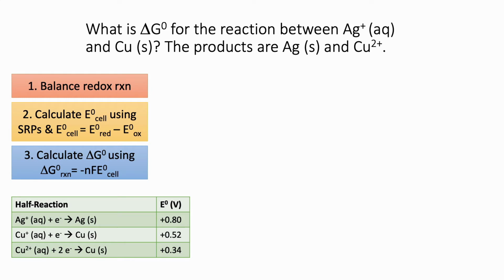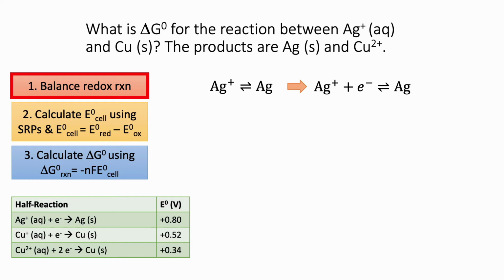Okay, so here we're going to find delta G naught for a reaction between aqueous silver ions and solid copper. And we're given the products. And so we're going to start off by balancing our redox reaction. And to do that, we first need to write half reactions. We see that we have 2 things with silver in them. So we have Ag plus becoming Ag. And to balance that half reaction, we need to add an electron so that the charges balance. And then we also have a reaction involving copper where we're turning solid copper into copper 2 plus ions. And again, this is not balanced because of charge. Therefore, we need to add electrons. And that's what that looks like.